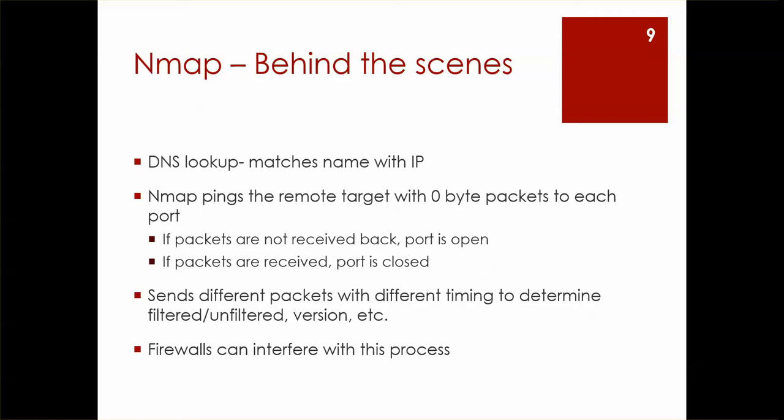The other thing that Nmap is capable of is sending different packets with different timing to determine if the port is filtered, unfiltered, the version of the software that's running, and so on. And the biggest obstacle to Nmap is actually firewalls. There are some built-in firewall evasion techniques that we can leverage in order to bypass a firewall or perhaps examine the firewall configuration. And these may be reviewed at a later time.